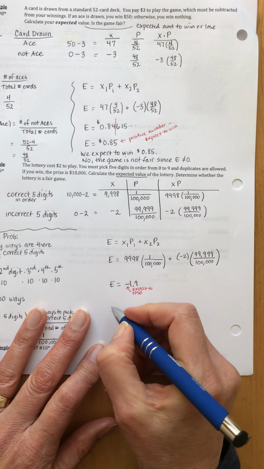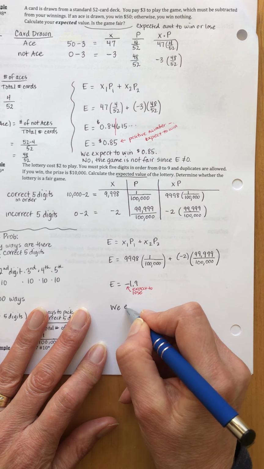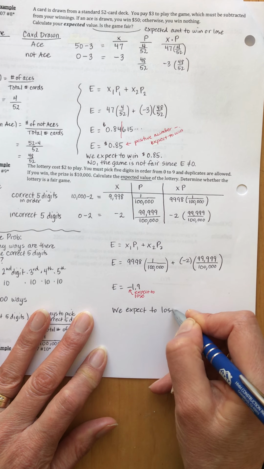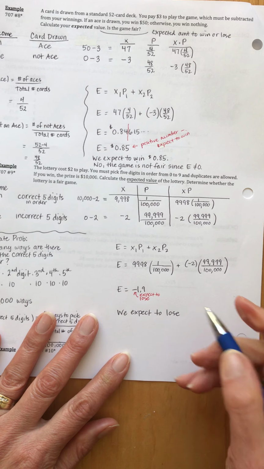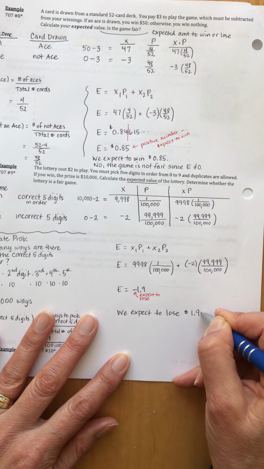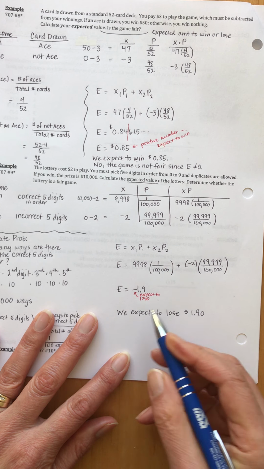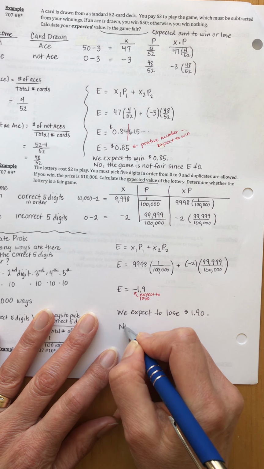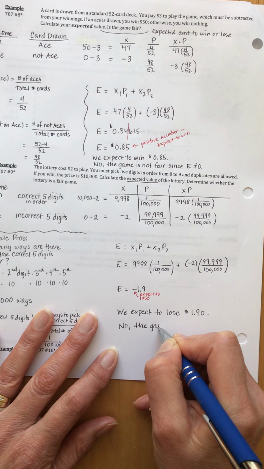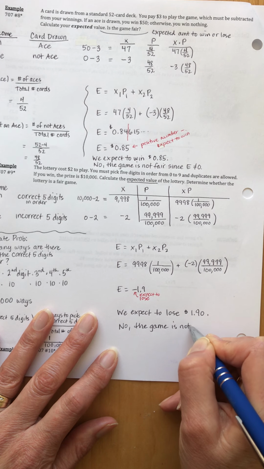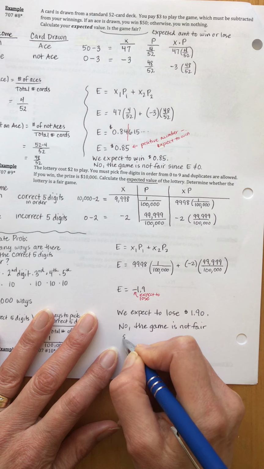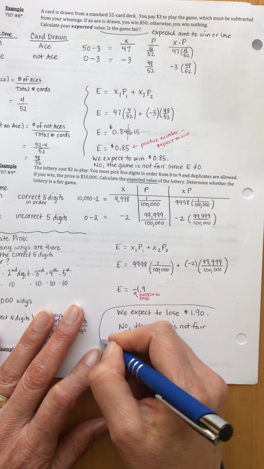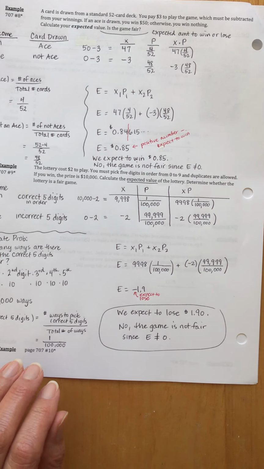All right, so let's write it out. We expect to lose how much? This is in terms of money, so we're going to say $1.90, right? Got to put the 0 on there. We expect to lose $1.90. Is this game fair? No. The game is not fair since E is not 0. It has to be 0 for it to be fair. You shouldn't be expected to win or lose.